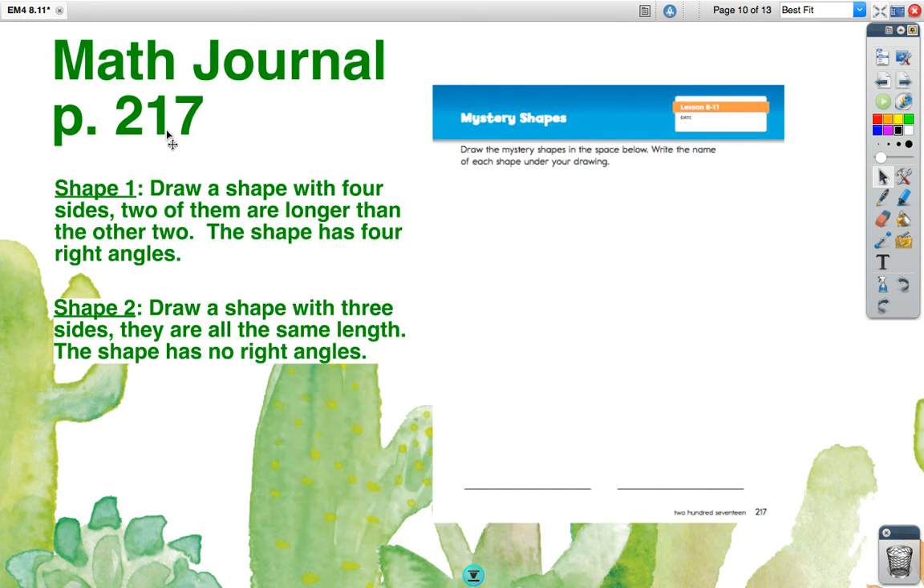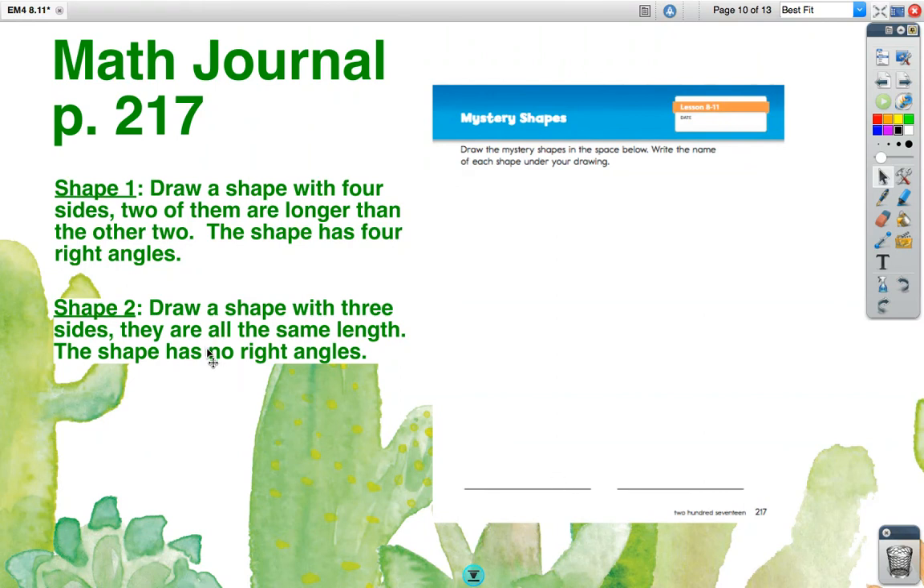Today's Math Journal page is on page 217. Please complete this page while watching the video. For shape 1, you're going to draw a shape with 4 sides. 2 of them are longer than the other 2. The shape has 4 right angles. Draw the shape here and write its name.